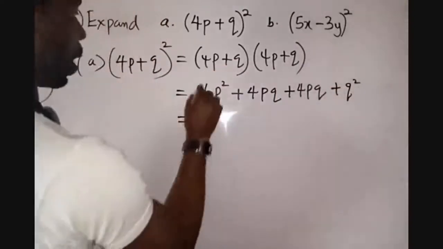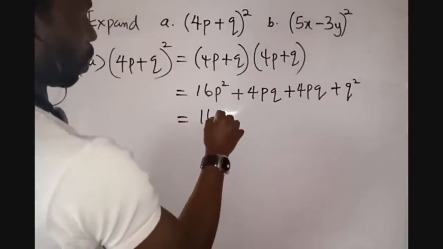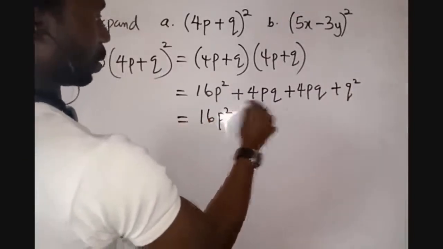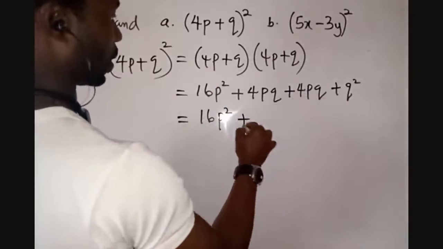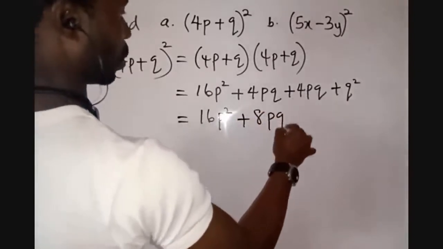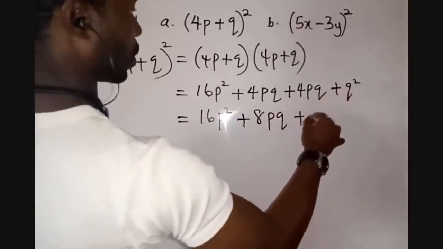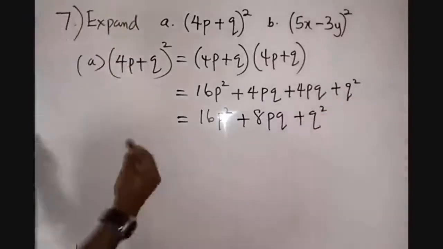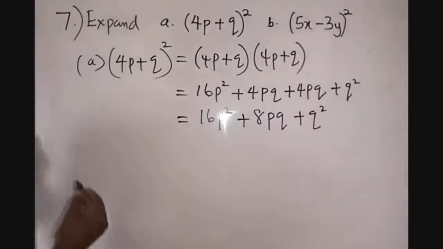And in the end, you will have 16p squared. This will give you plus 8pq and plus q squared. You could do that. But there's a faster way.